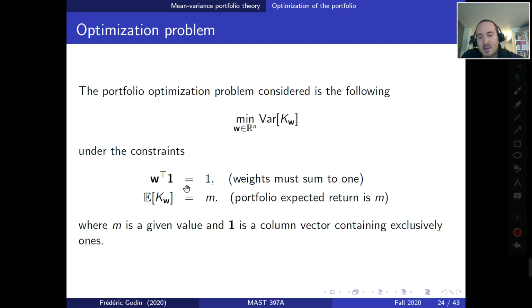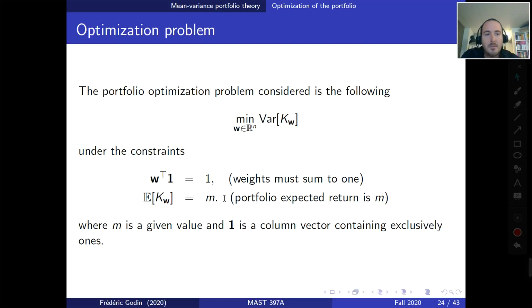Here, in the constraint that weights must sum to 1, recall the weight vector is a column vector, so when we transpose it, it becomes a row vector. And this one here, the boldface one, is a column vector containing ones.